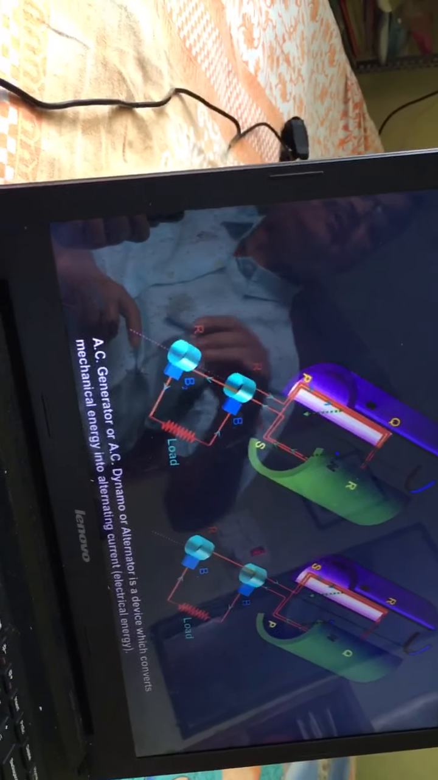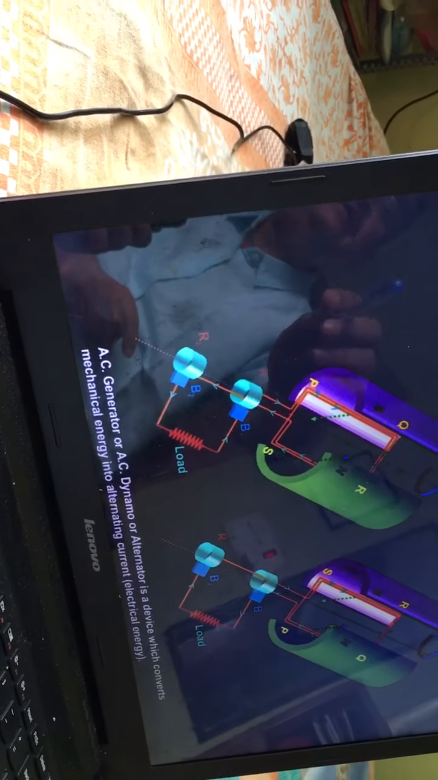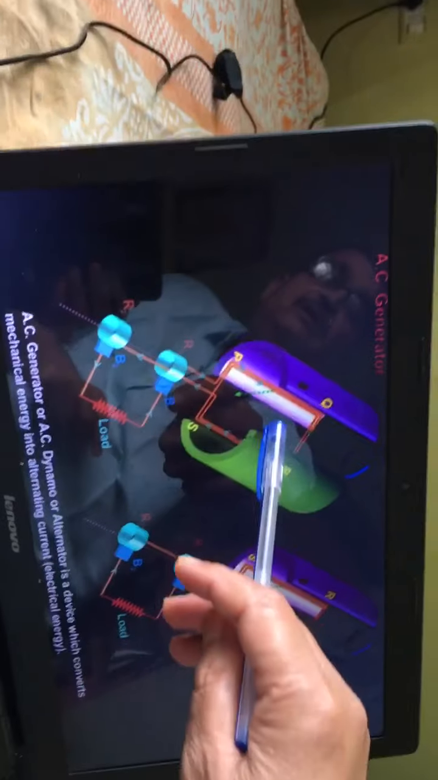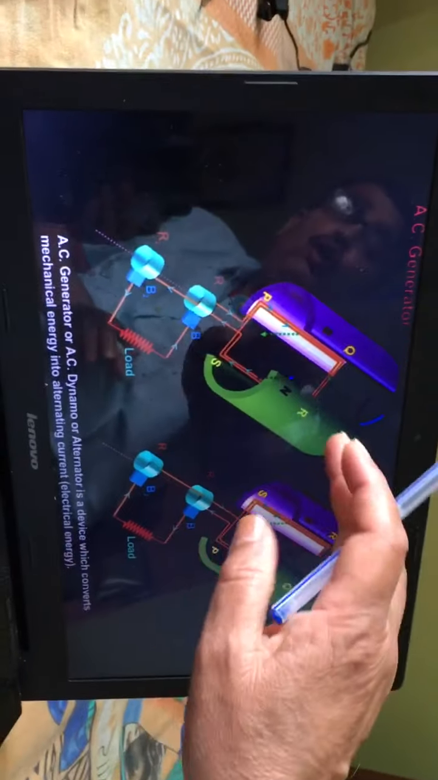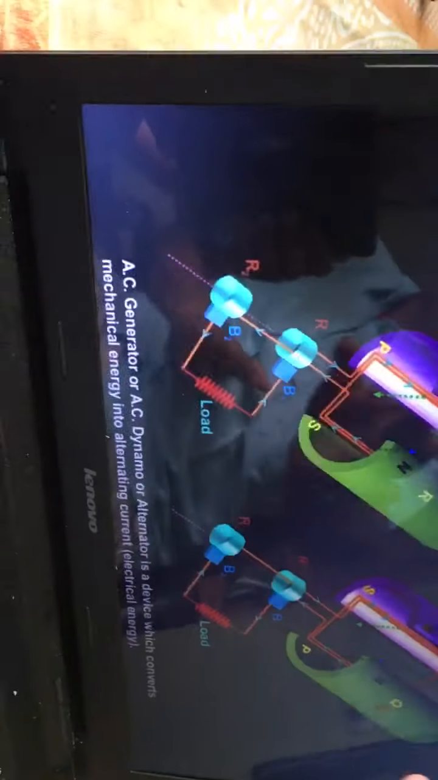Electrical energy is converted to mechanical energy. And in a generator, mechanical energy means we are going to rotate this armature. All parts remain as they are, what we have discussed in the case of the motor.